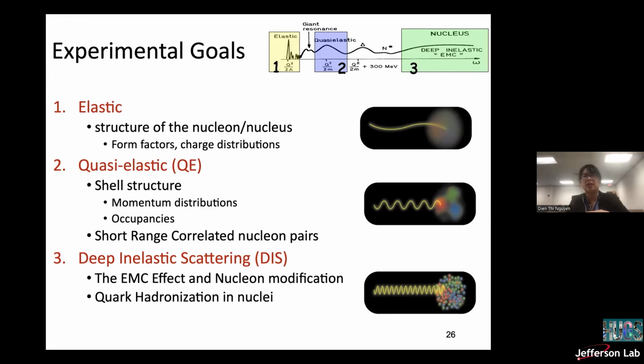Okay, is that clear to you, what is elastic, quasi-elastic and deep inelastic? If it's not clear, at least I hope you get some idea about what exactly is going on. I need some feedback. Is that somewhat clear to you?